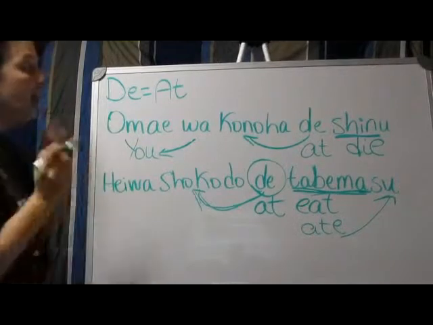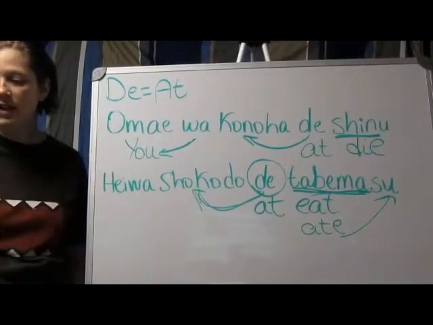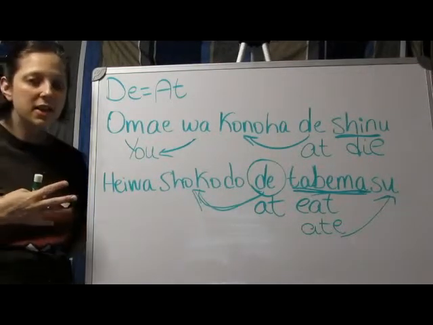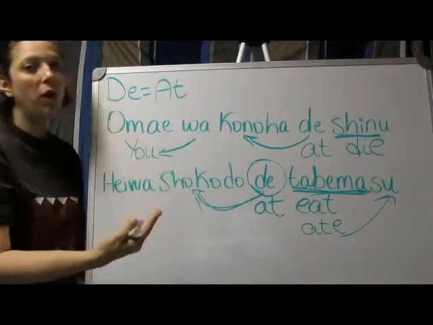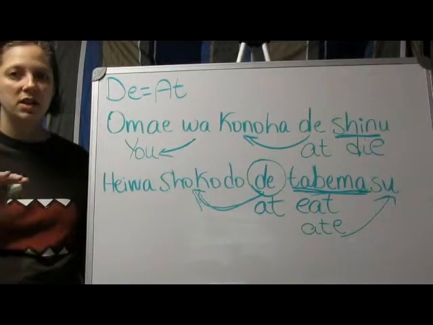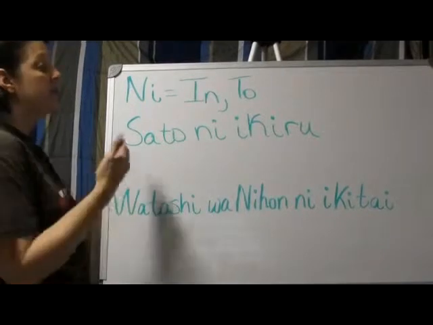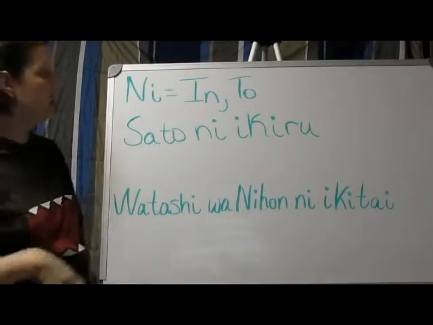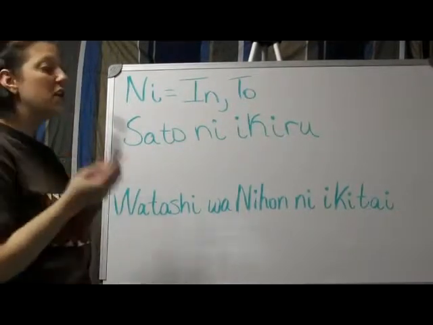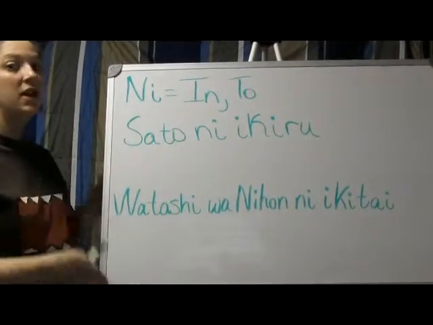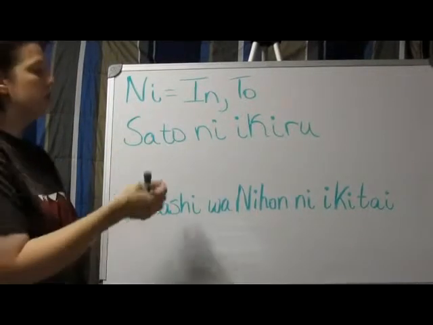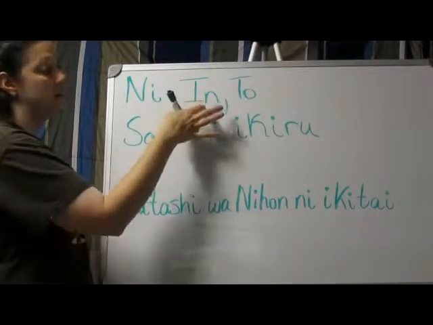Okay. Now I'm going to teach you the particle ni, which has a tendency to get mixed up with this particle. But if you just think about it as simply as I'm drawing this out, I think you'll be able to keep them straight. Okay, guys, ni is a really simple particle. It means either in or to, and you can figure out which just based on the way that it's used in the sentence.